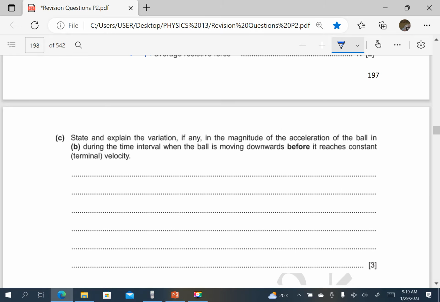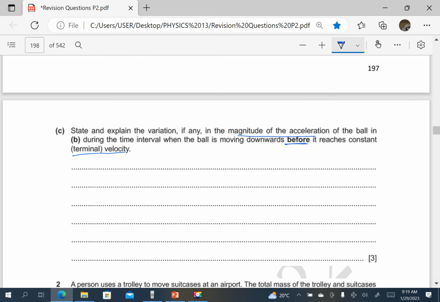State and explain the variation, if any, in the magnitude of the acceleration of the ball in B during the time interval when the ball is moving downwards before it reaches constant velocity. We want to see the magnitude of acceleration, if any. So let's think about this ball when it is falling downwards.